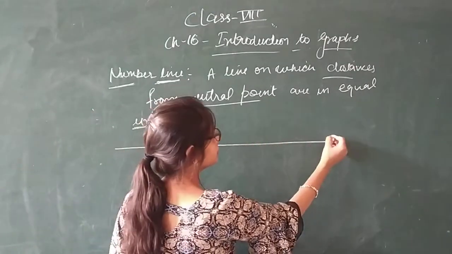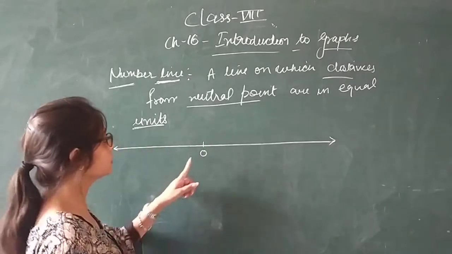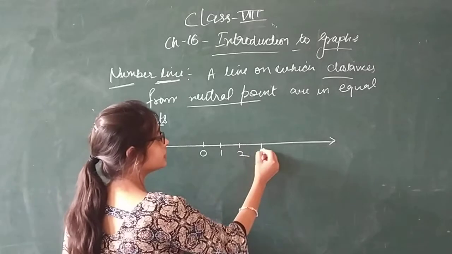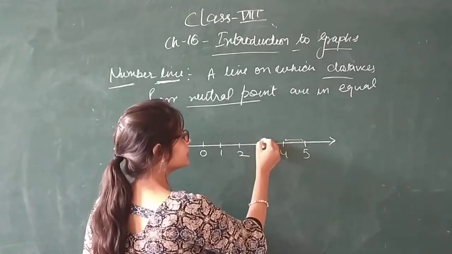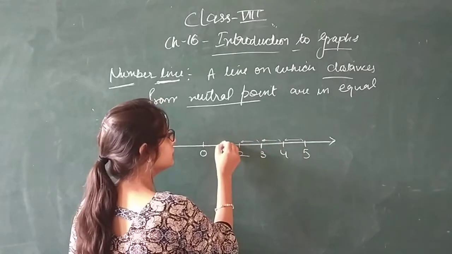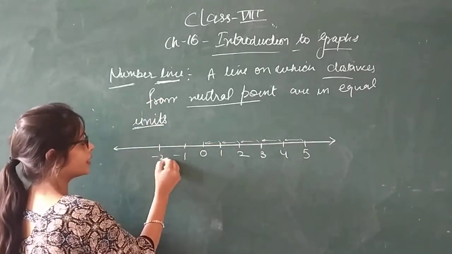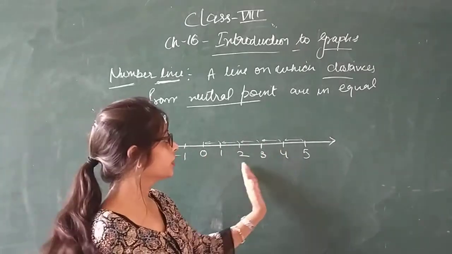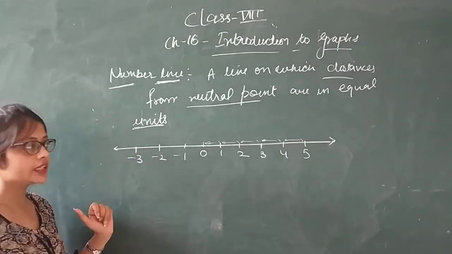Suppose this is a number line and this is point 0. This is also called the neutral point, and I am taking the distances in equal units. All these distances are in equal units. On the right side there will be positive points, and on the left side there will be negative points.